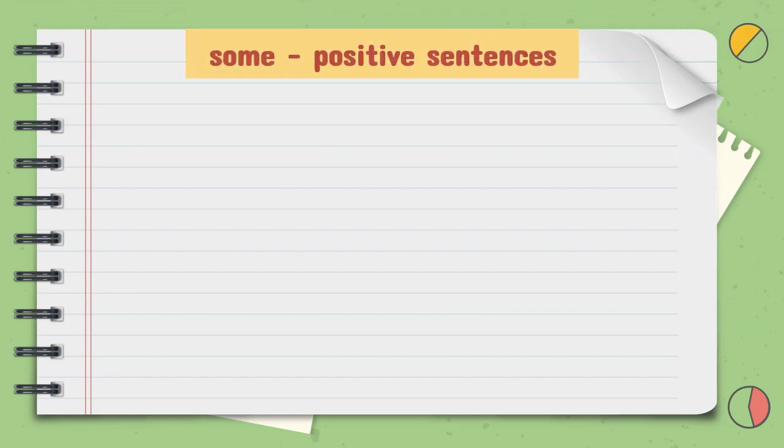Alright. Still focusing on the same thing, some is for positive sentences, but this time we don't use there is, we don't use there are. First, she has got blank eggs. She has got some eggs. Alright, it's very easy, right?